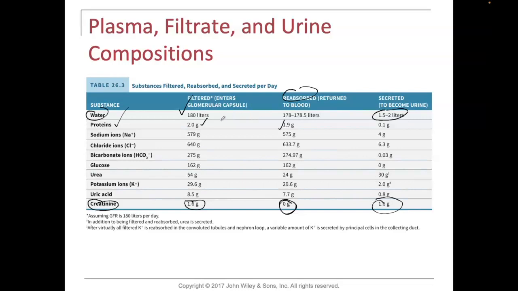Okay. Look at glucose. Filter 162 grams. We reabsorb it. We don't want to be peeing it out. If we're peeing it out, that's a pretty good indication of diabetes.